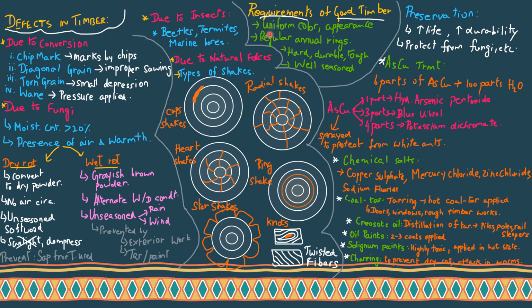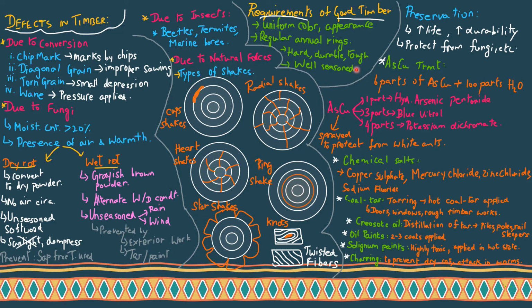The main requirements are that it is uniform in color and it should be of good appearance. Only then will it be preferred for buying a good timber. It should have regular annular rings, and be hard, durable and tough. And next, well seasoned timber is more preferable for engineering applications.